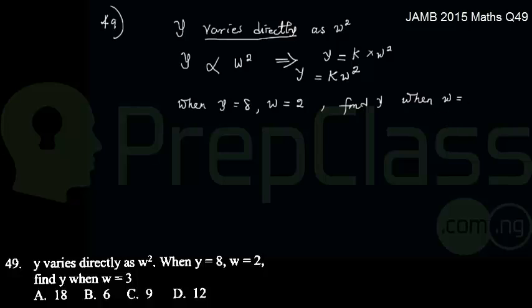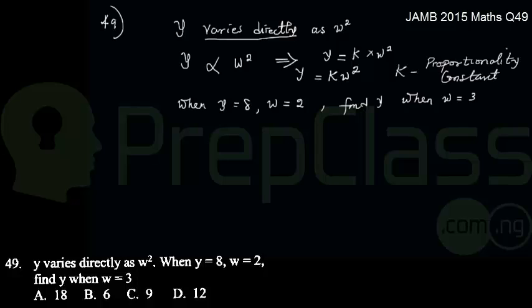So how do I solve a question like this? I should find y when w equals 3. So basically, from the equation which we have above, let's substitute the values of y as 8 and of w as 2. What's the reason for this? In order to help us determine k, we need to recognize that k refers to what we call the proportionality constant. It is very important to determine the proportionality constant when solving questions.